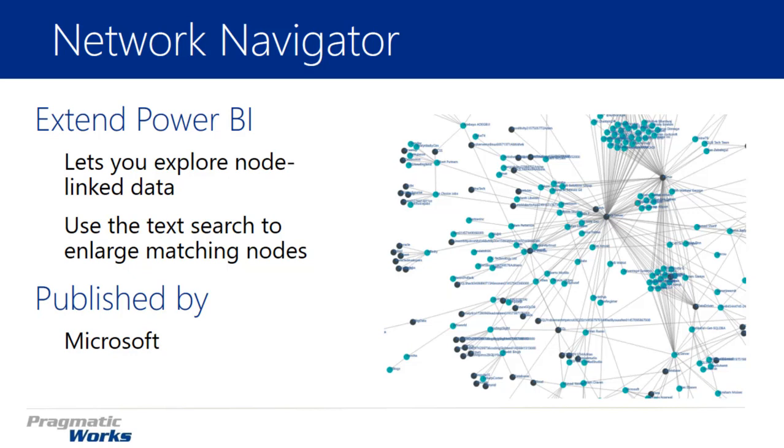The Network Navigator also has a search box where you can search for particular nodes that match the text you type in the search box. So it allows you to search through these different nodes and the relationships that you have in your data. This one is developed by Microsoft, but let's go ahead and take a look at where we can download it and start to use it and interact with it.